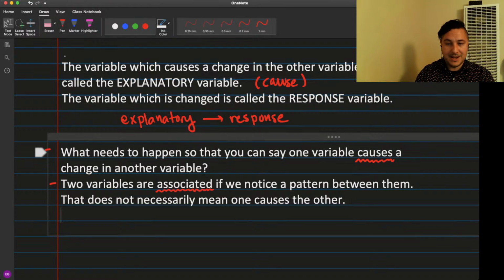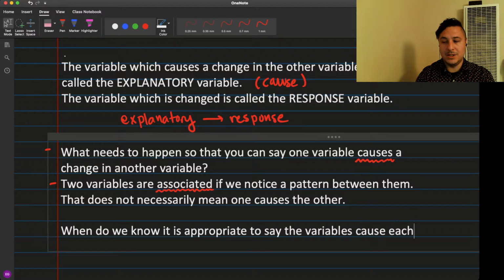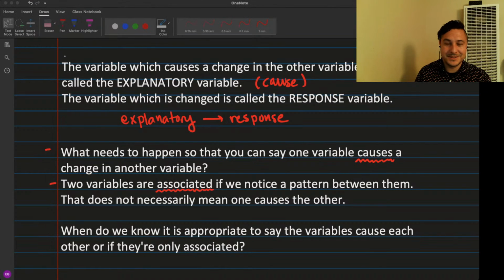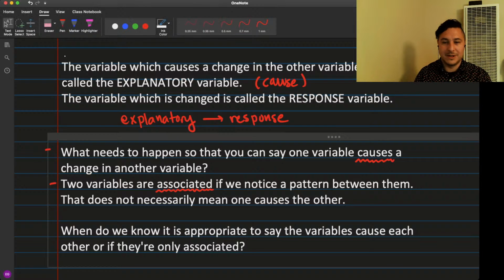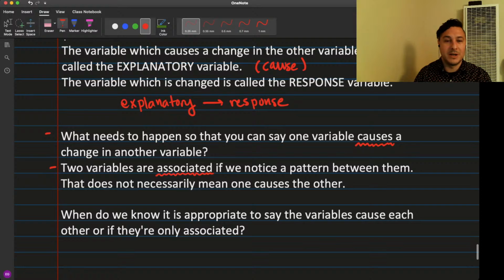So you're talking about, when do we know it is appropriate to say the variables cause each other, or if they're only associated? That question? Is that what you were referring to? Okay, cool. Yeah, I mean, that's basically what the class is about. Does that sort of make sense? That's one of the things that we're interested in figuring out. When should you say they're associated? When should you say one causes the other?